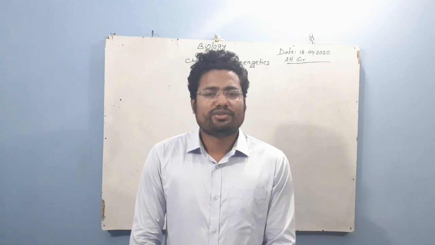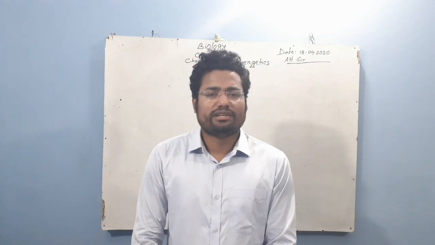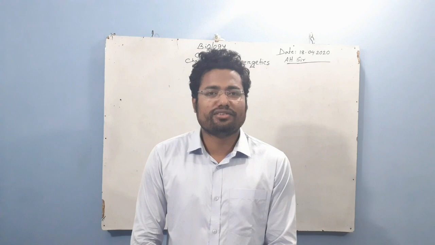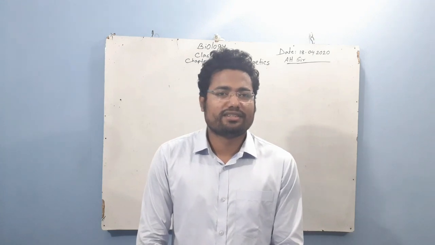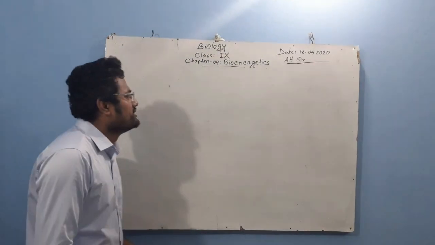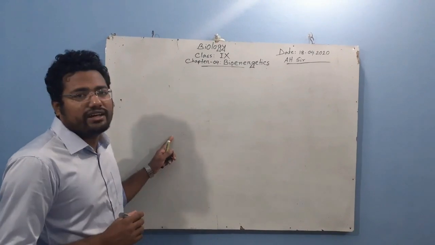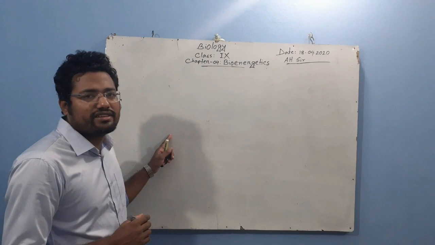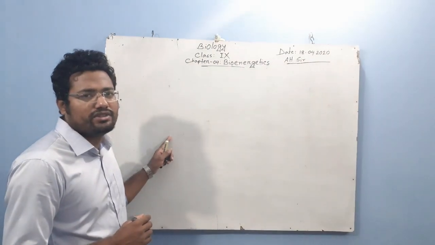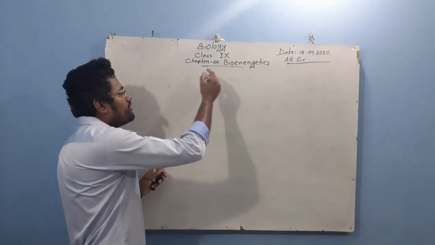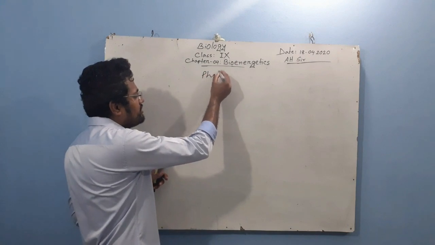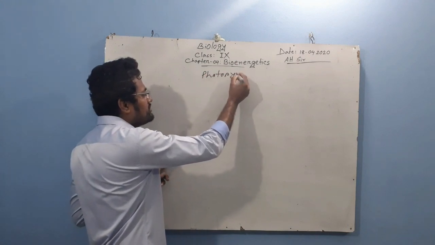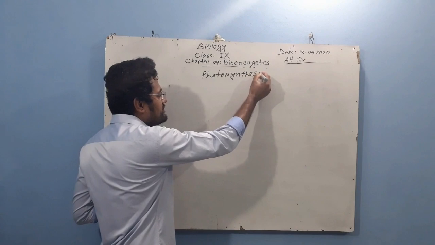Today I am here to take a biology class on chapter 4 for class 9 students. Let's start. Today I am going to discuss the photosynthesis process from chapter 4. My topic is photosynthesis.